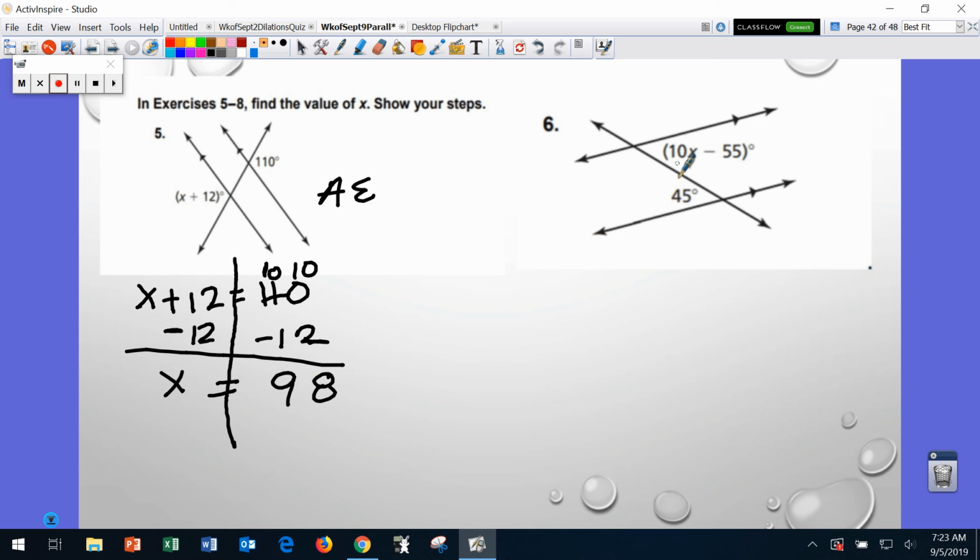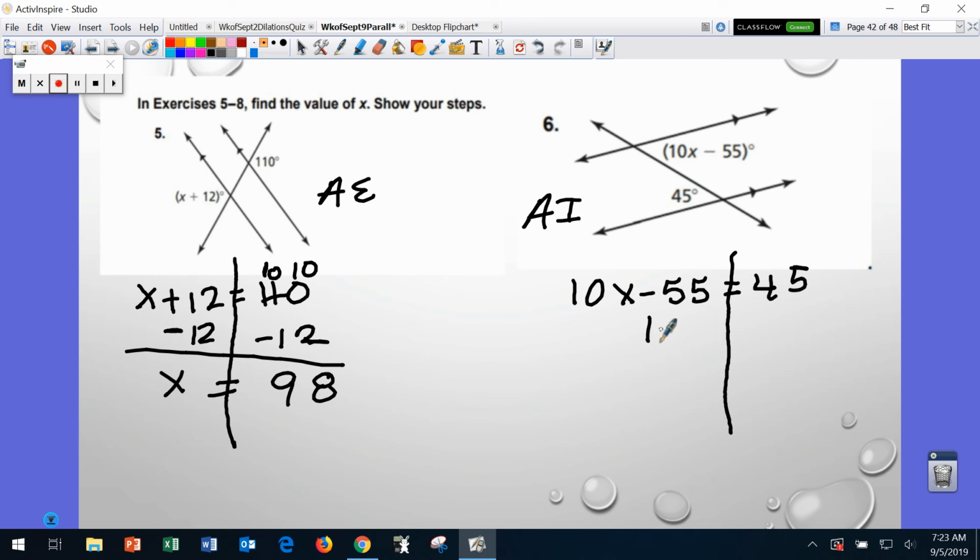Okay, if we look here, these are my parallel lines, and this is the transversal. Now, I'm on the inside of the parallel lines and on opposite sides of the transversal. So these are called alternate interior angles, and I am going to set them equal to each other. So 10x minus 55 equals 45. And you notice I did not keep the parentheses because there's no number out here, so I don't need to keep those parentheses. Now I'm going to draw my line.